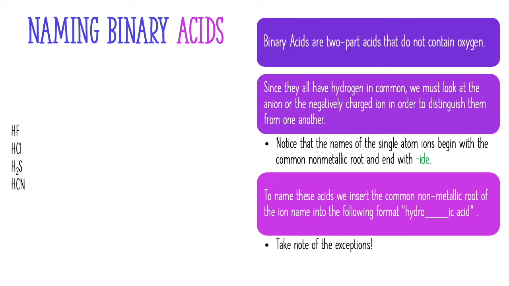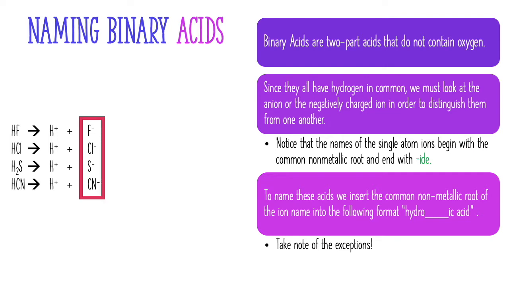So what we want to do is break these up into the ions that they're going to form in water. And you'll notice that they all have hydrogen in common, so we can't really use that as a distinguishing point. So we want to take a look at the anions here. The anion is what's different between the different acids, and so we're going to use that to name these acids.